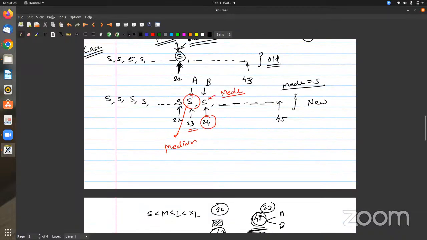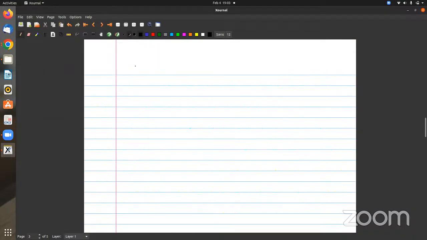We'll take one more example. Sorry, this is the 43rd player. This is my old data set. This is case 2. In this case, my median is, let's say, the 22nd. Yes, 22 is the median. Can you tell me what we will prefer now?